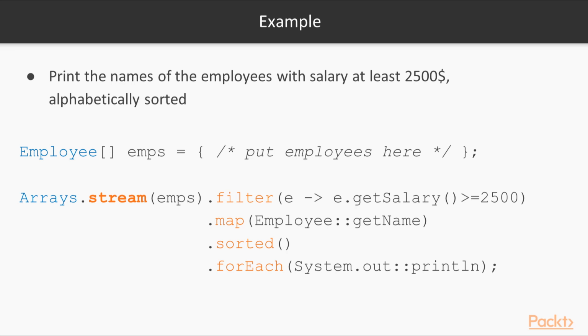So suppose you have an array of employees. What we do is we convert the array into a stream with the static method of the Arrays class. Next, we apply the following 4 operations. Filter in order to select the employees with a high salary. Map in order to extract the names of the selected employees. Sorted is going to sort these names. And finally, the forEach method that we have already seen is going to print out these strings.